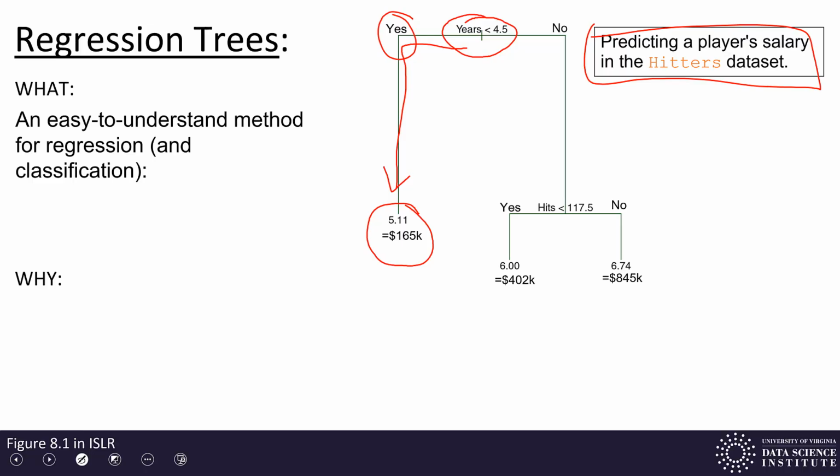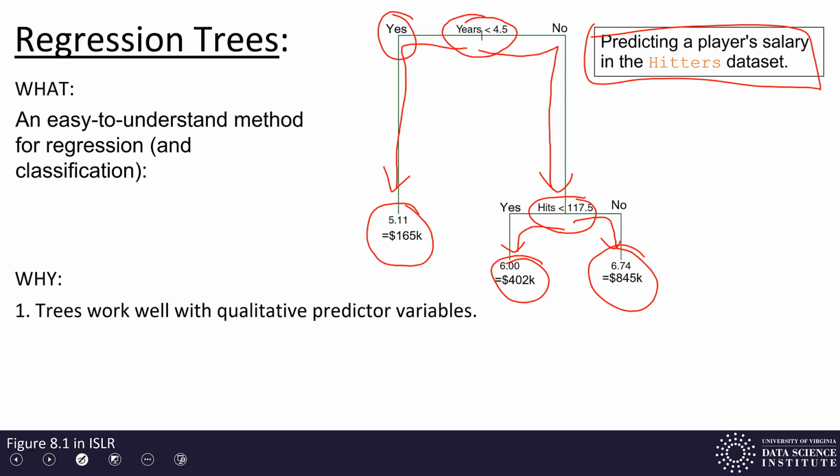If he has been in baseball more than 4.5, we follow the no branch, and then we come down here and we look at his hits. If his hits are less than 117.5, so that's the number of hits that he's gotten in the previous season, then we follow this branch, and we would predict his salary to be 402,000. If his hits are not less than that, we would follow the right-hand branch, and we predict the player's salary to be 845,000. So why would we do prediction this way?